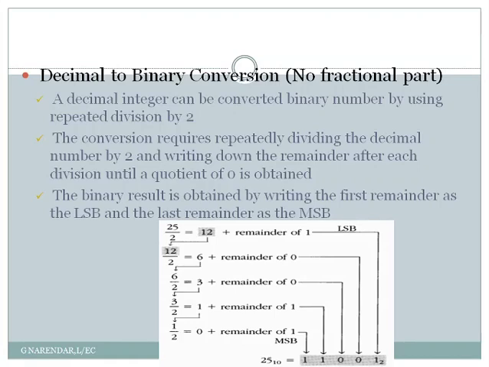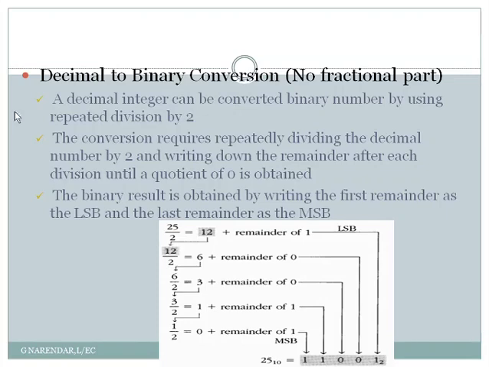There is one method to convert a decimal number to binary, and the method is called repeated division. Repeated division by the number 2. Since the binary number system has the base 2, we have to divide the given decimal number repeatedly by 2.